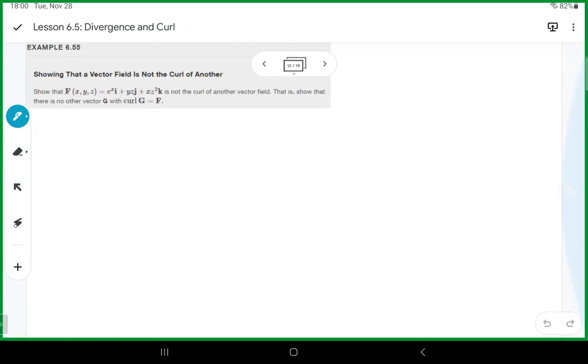Showing that a vector field is not the curl of another. So we're given a vector field F, and we need to show that there is no other vector field G where the curl of G would be equal to F.